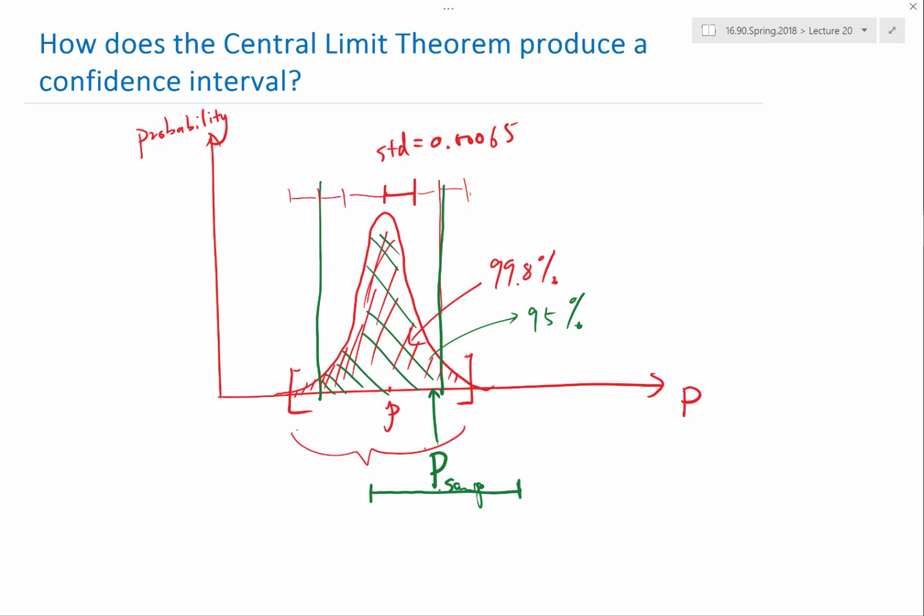And then when you see somebody report a confidence interval, that confidence interval is actually a random interval. It just has a 99 or 95% probability of including the unknown true value. It's the same for estimating a probability, and it's the same for estimating an average value of a certain quantity.